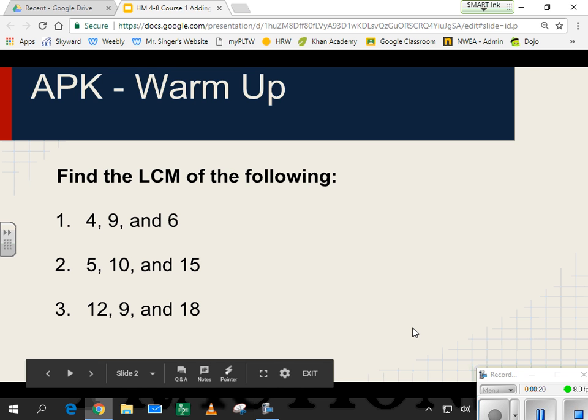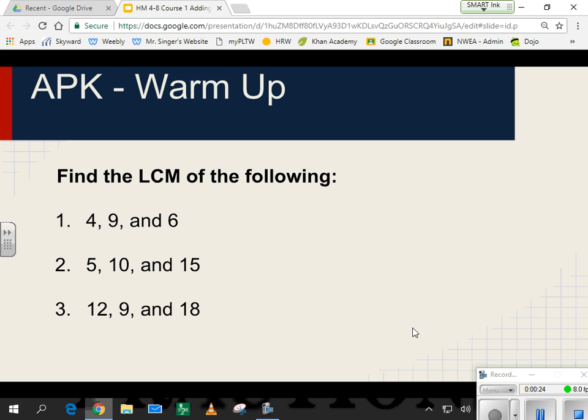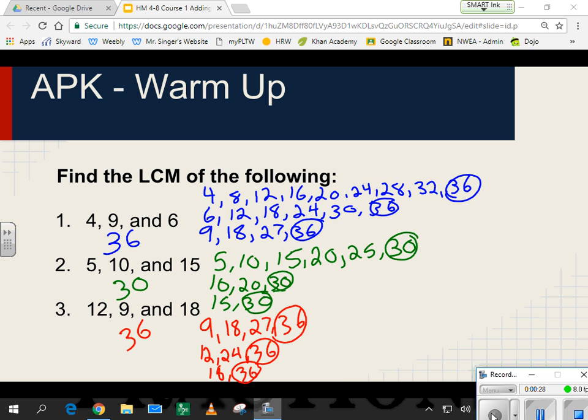Here is your warm-up. You have 3 problems where you need to find the least common multiple. Go ahead and do your best, and we'll see you on the other side. All right, I have some people here to help me tell you how you get the correct answers for these. Go ahead, Audrina.